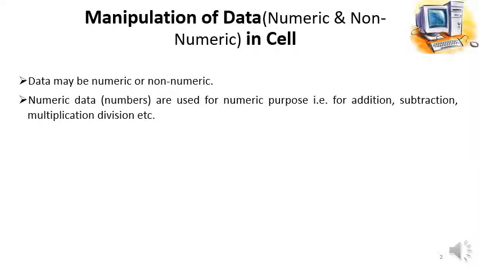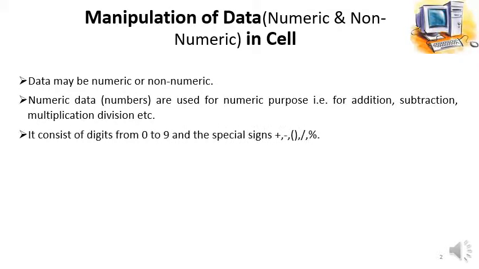Data may be numeric or non-numeric. Numeric data, that is numbers, are used for numeric purposes, that is for addition, subtraction, multiplication, division, etc. It consists of digits from 0 to 9 and the special signs, that is plus, minus, parenthesis, division symbol and percentage, etc.